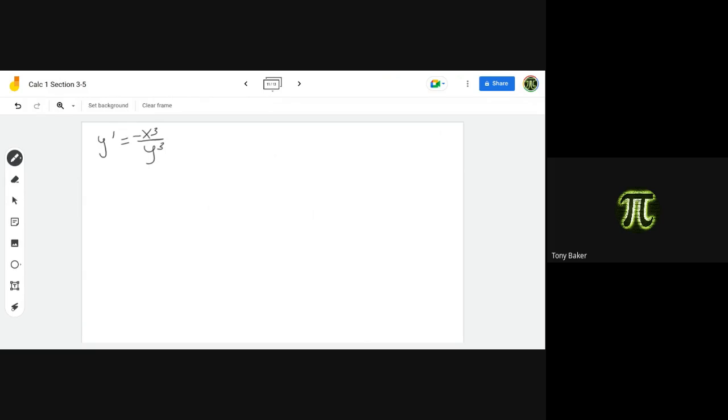So we need to do the derivative of the top and derivative of the bottom. My numerator is negative x to the third. So what's the derivative of that? Negative 3x squared. My denominator is y to the third. What's the derivative of that? Almost. 3y squared y prime. And what's the derivative of y prime?